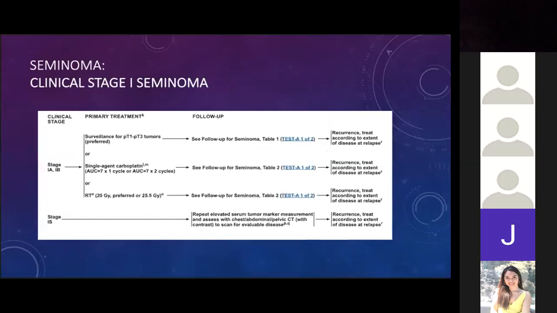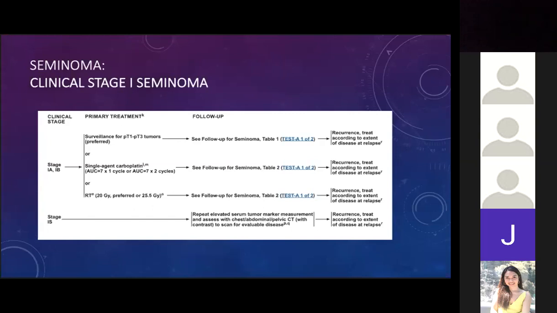Now, for your seminoma, stage 1A and 1B, there are also 3 ways to manage it. One is surveillance for pT1 to T3 tumors, which is the preferred management. We could also use single agent carboplatin or radiotherapy. So for your primary, first up is surveillance. This is the preferred management.